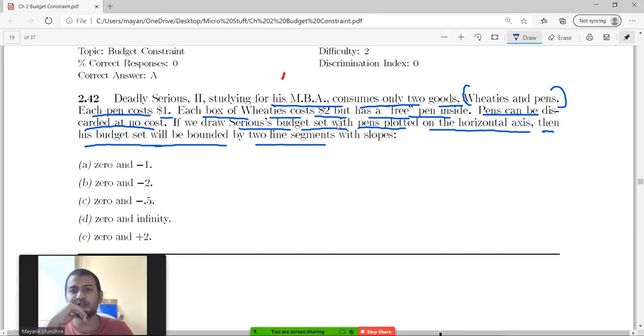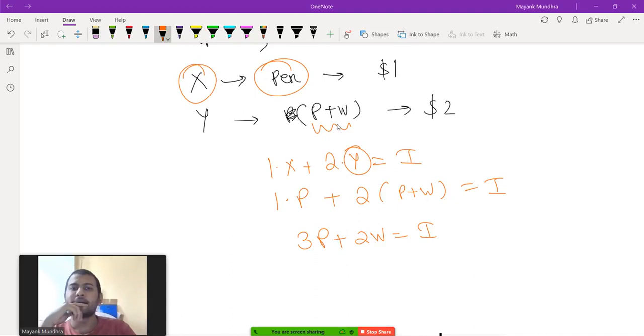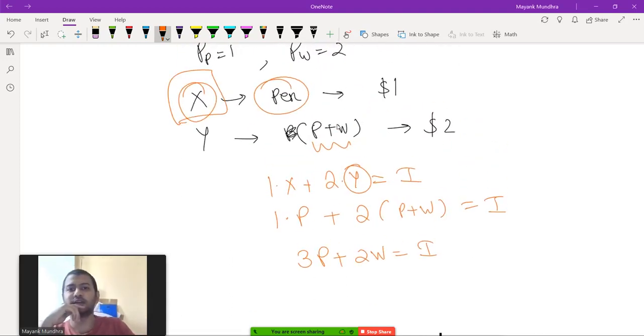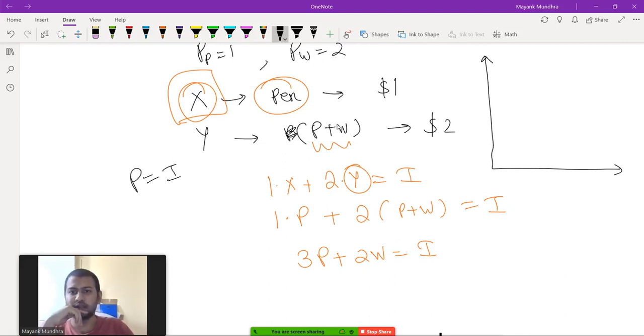Then his budget set will be bounded by two line segments with slopes. Let me say that he consumes only good X. If he buys only good X, what will the budget line look like? His budget line will be P equals I. That is, the number of pens equals his income. So let's say this is P and this is W.